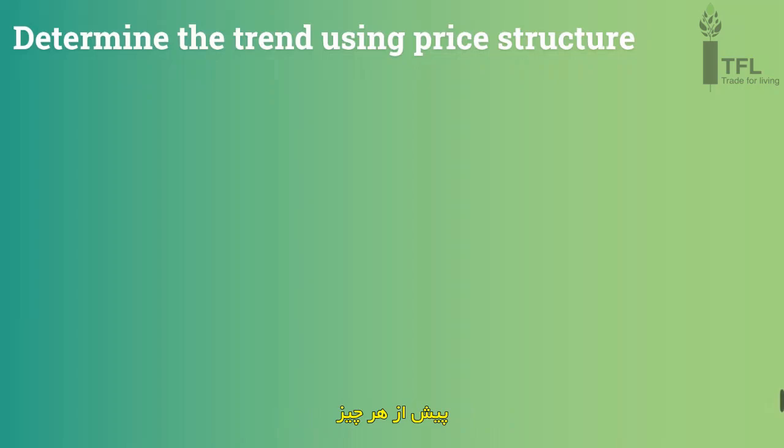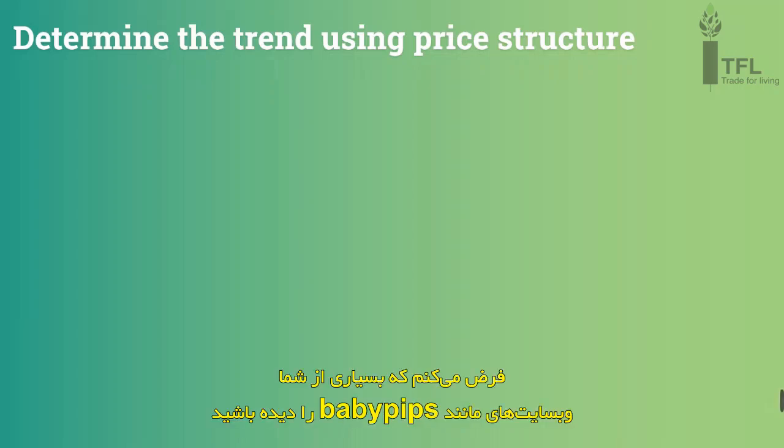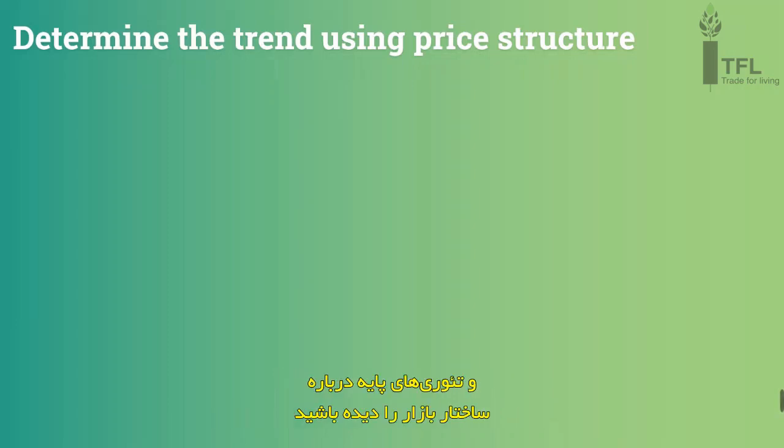First of all, I assume that a lot of you have gone to some website like babypips.com and learned the basic theory about what a market structure is. How do you determine an uptrend, or how do you determine a downtrend? It's very easy. The most basic way is using what we call higher high and higher low, and lower low and lower high.